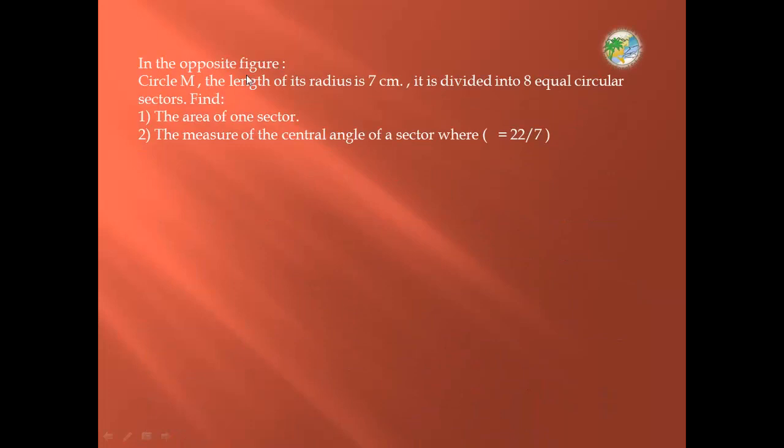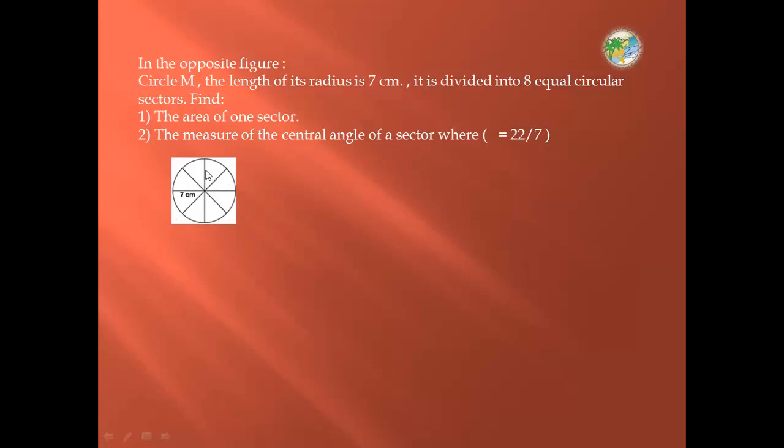In the opposite figure, circle M, the length of its radius is 7 centimeters, divided into 8 equal circular sectors. Find the area of one sector and the measure of the central angle of the sector, where pi is 22/7.